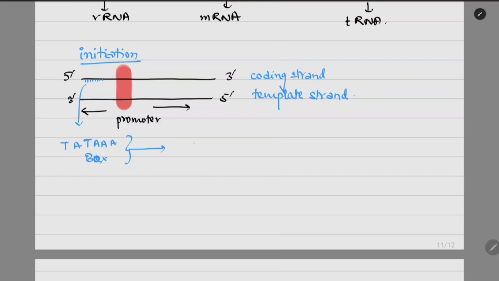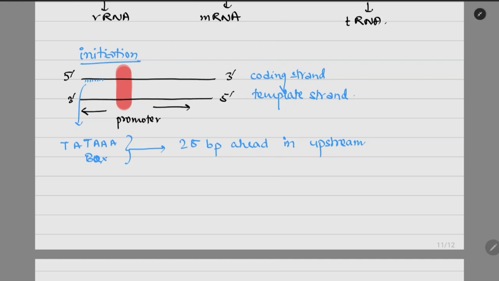Now this box is present 25 base pairs ahead in the upstream. Meaning if I take this promoter base pair as 0, and I go to the upstream side 25 base pairs before, then I will get the TAAA box. Now there are different enhancer or repressor elements which help to regulate the transcription process. I will discuss it a bit later.